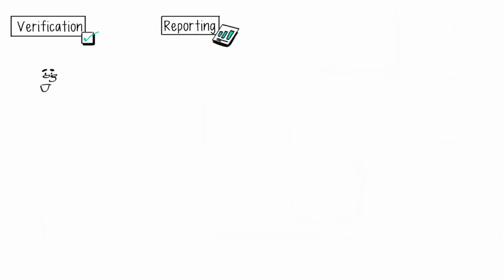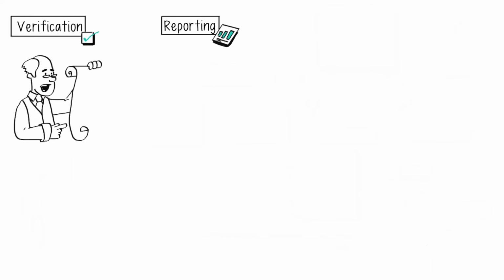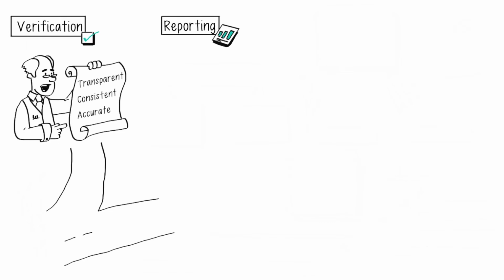The next two steps in the process are verification and reporting. Verification is often done using a third-party verifier that provides reasonable assurance that the process of applying the standard was conducted in a transparent, consistent, and accurate manner. Verification is optional in the standard, but highly encouraged.